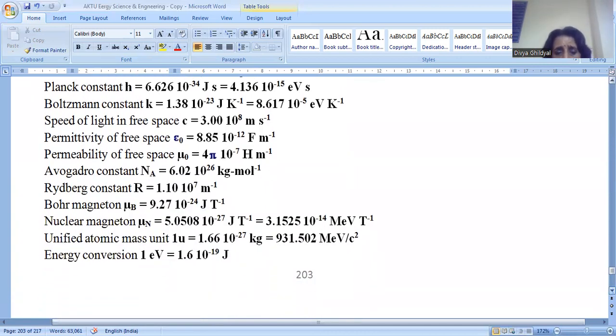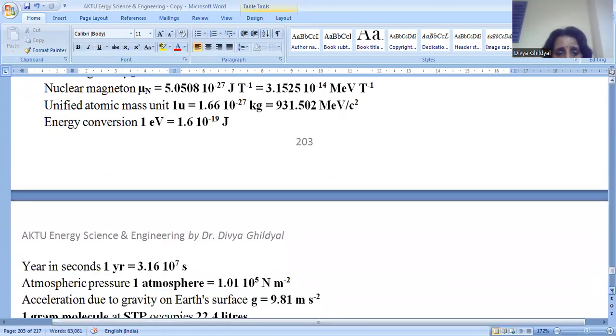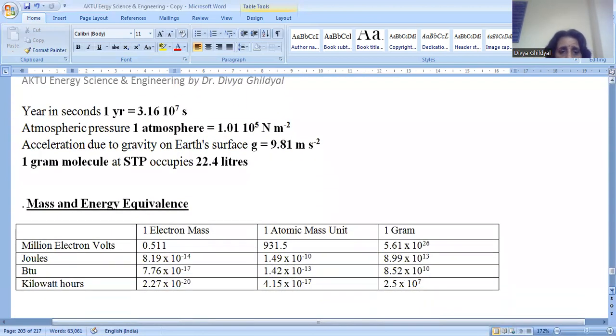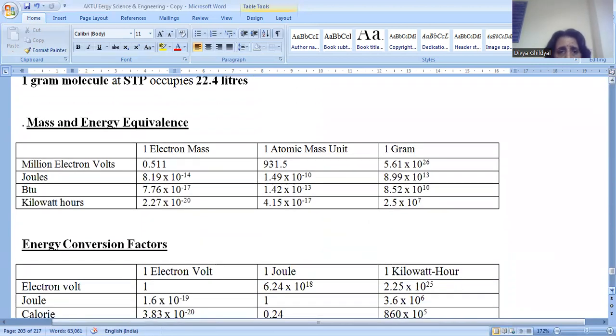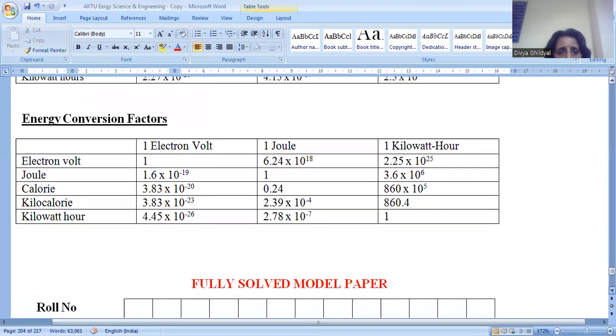1 electron volt is 1.6 into 10 to the power of minus 19 joules. And a few mass energy relationships can be the electron volt and joules.